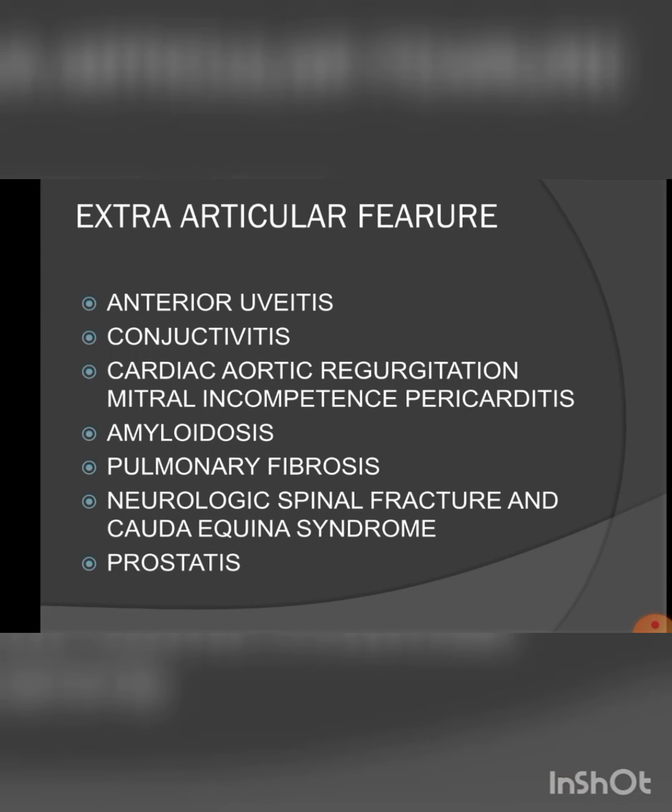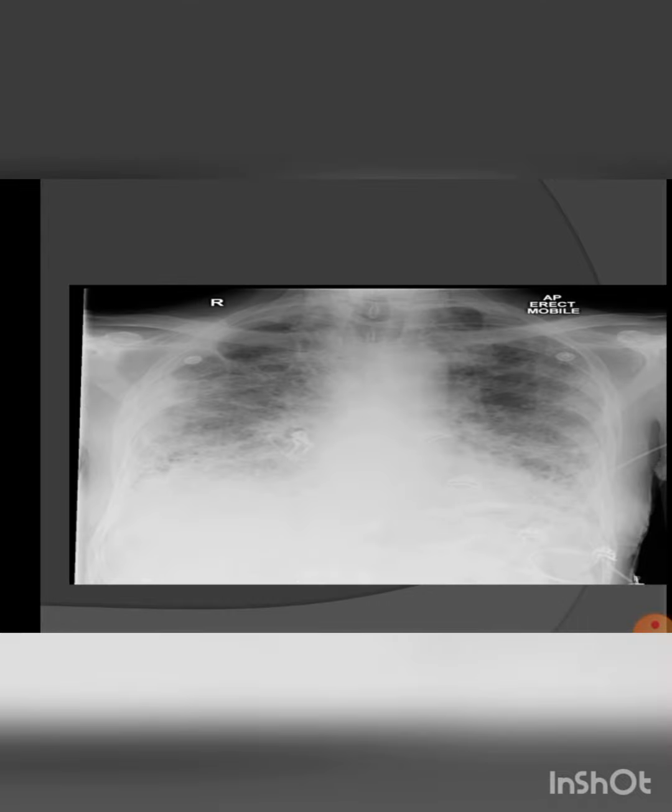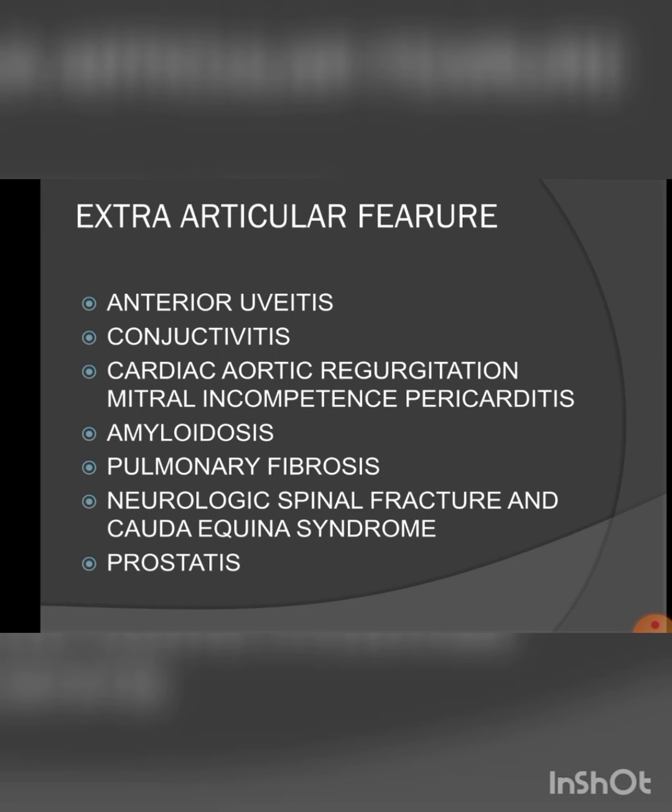There is cardiac aortic regurgitation because there is aortitis, because it is an inflammatory condition and the whole body is involved. It is a multi-system inflammatory condition. So there is amyloidosis, deposition of abnormal proteins, and pulmonary fibrosis. So the patient comes to the pulmonology OPD with this condition. He is having pulmonary fibrosis in the lungs, and it can be a cause of death.